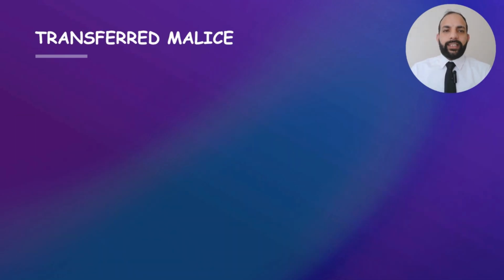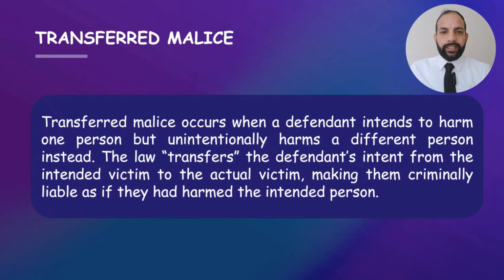Okay, so the next is transferred malice. Transferred malice occurs when a defendant intended to harm one person but unintentionally harms a different person instead. The law transfers the defendant's intention from the intended victim to the actual victim, making them criminally liable as if they had harmed the intended person. So the liability is transferred from the intended person to the actual person when somebody tries to harm one person but unintentionally hurts somebody else.